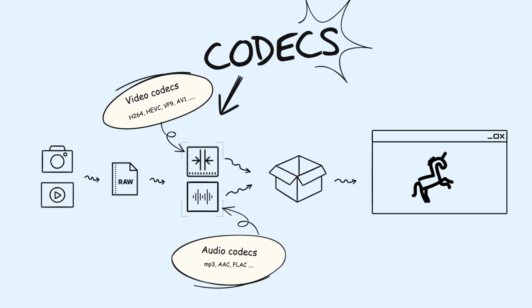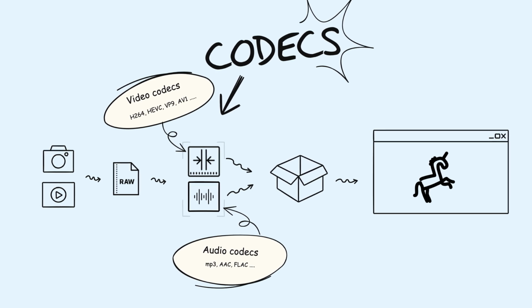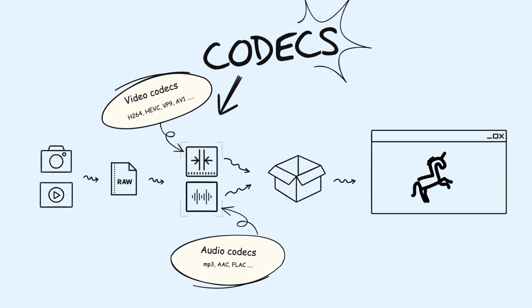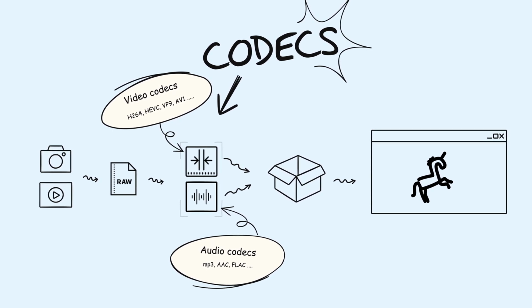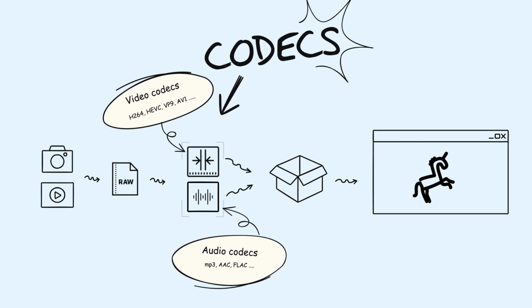There are many different codecs available, each with its own set of features and properties. Some codecs are designed to provide the highest possible quality, while others are optimized for faster playback or smaller file sizes. Some common video codecs include H.264, VP9, and AV1, while common audio codecs include MP3, AAC, and FLAC.